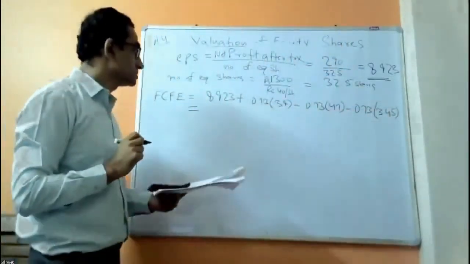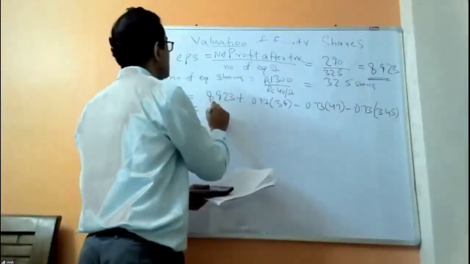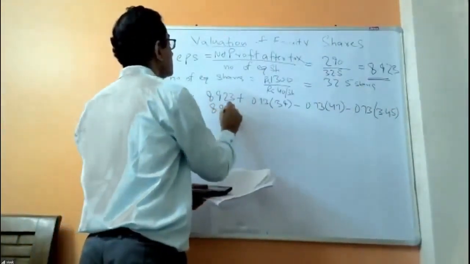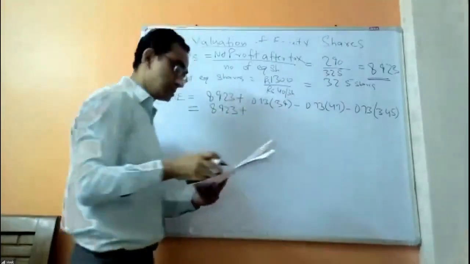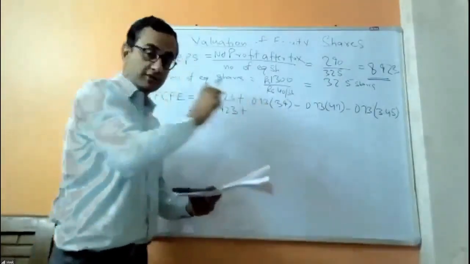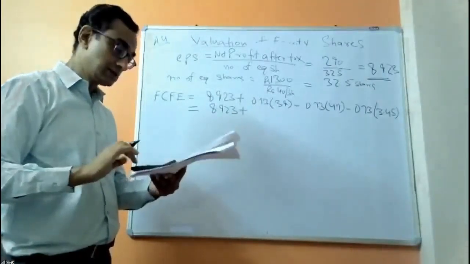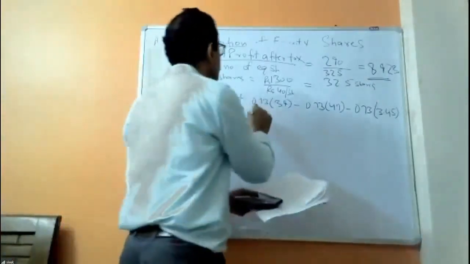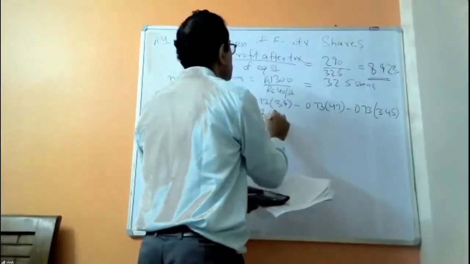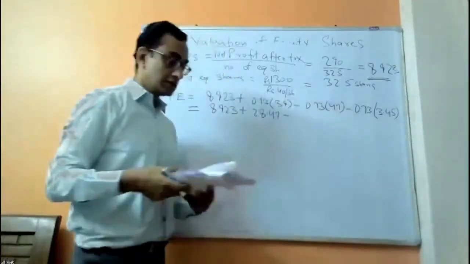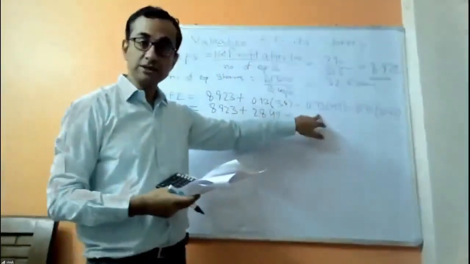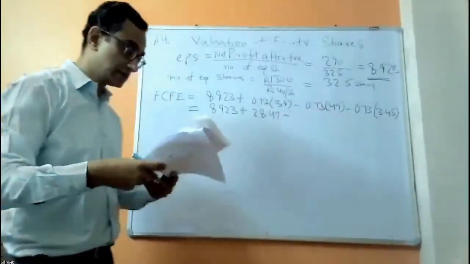So let us calculate what is the final figure. 8.923 plus, let us calculate this depreciation first. 0.73 multiplied by 39 is coming to 28.47. Now then calculate the capital expenditure portion, 0.73 times 47.